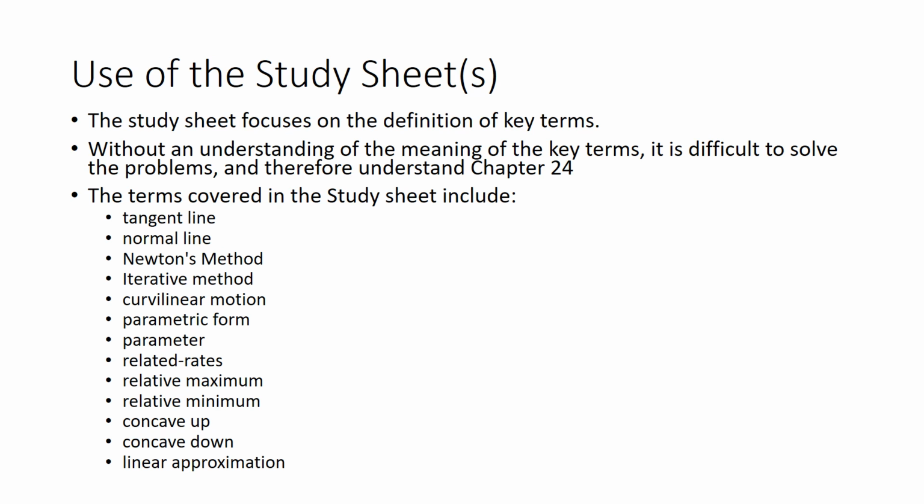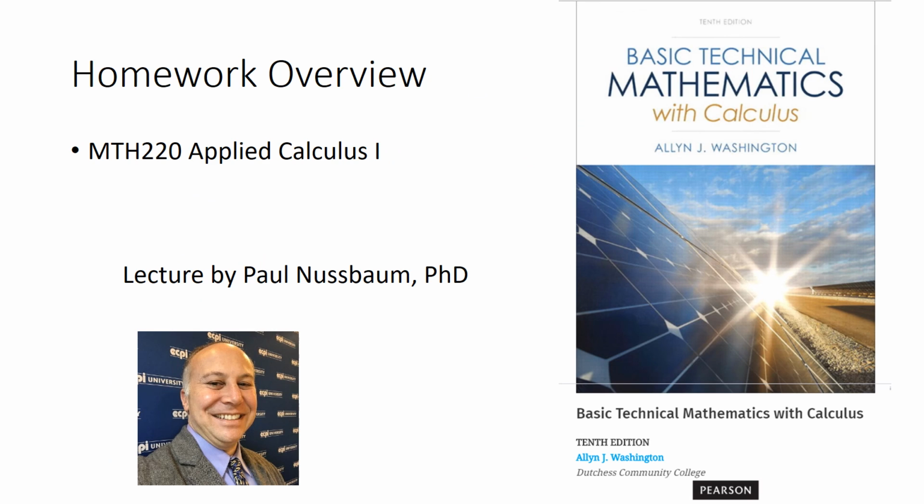The study sheet that's also included with this lecture is basically focused on the definitions of some key words that you come across in the chapter. If you don't understand the meaning of these words, like if you don't know what a tangent line is, it's going to be very difficult to solve any of the problems in the homework. So in order to understand Chapter 24, you need to understand the words. That's what the study sheet is about. It shows you the portions in the chapter, and they're pretty much in the order that they appear in the chapter.